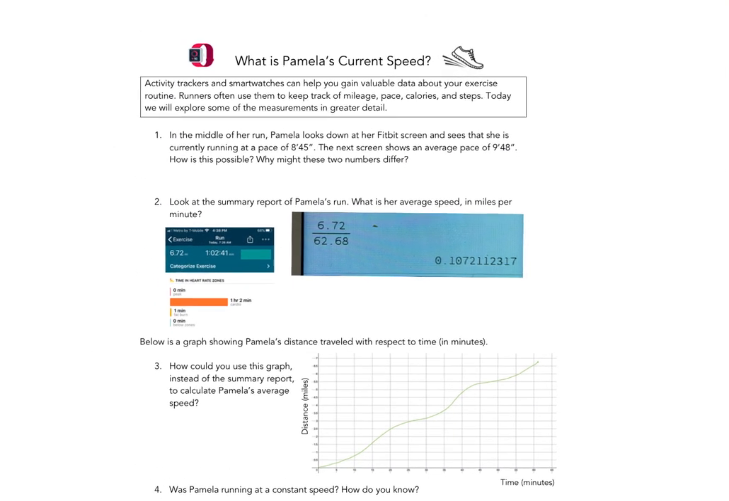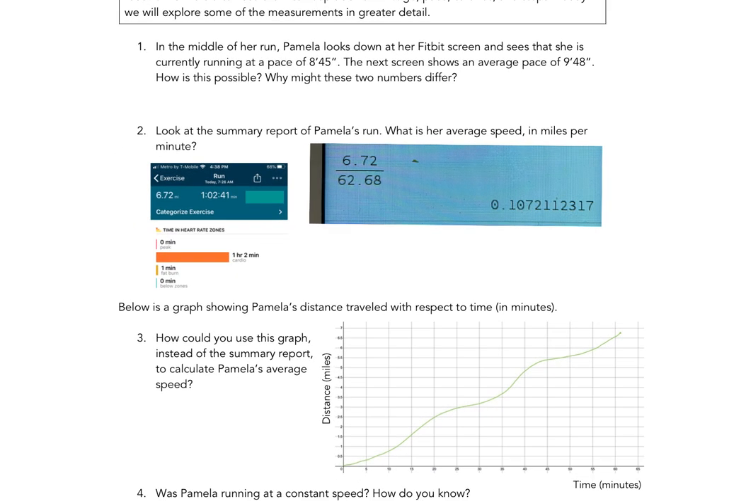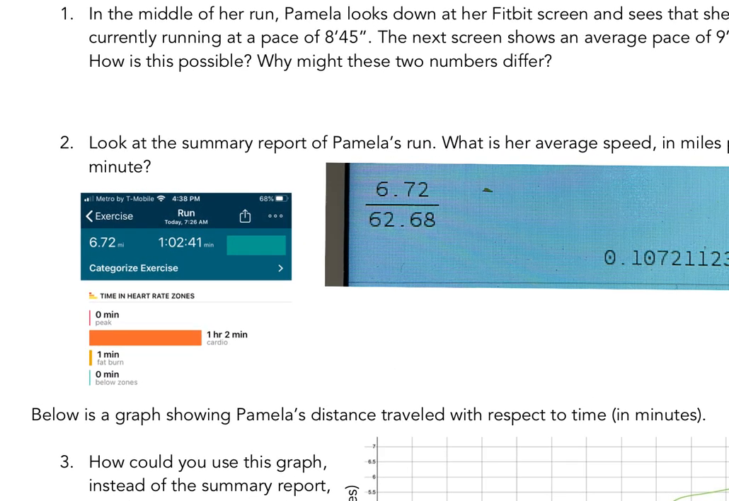All right, we're looking at this set of notes. I'm going to focus just on the bits that are most important for what we're supposed to do. One of the biggest things is in number two, when you're finding the average speed, you got to remember 1 hour, 2 minutes, 41 seconds is this, because 41 seconds out of 60 seconds in a minute is about 0.68 of a minute. But other than that, you just do miles divided by time. That gives you your miles per minute, about 0.107.